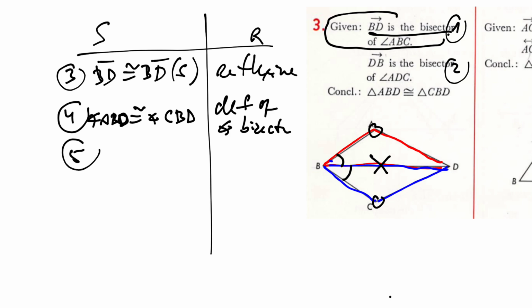Now they also gave us another angle bisector. See, instead of calling it BD, they're calling it DB. So that means that these two angles are congruent. So angle CDB is congruent to angle ADB.